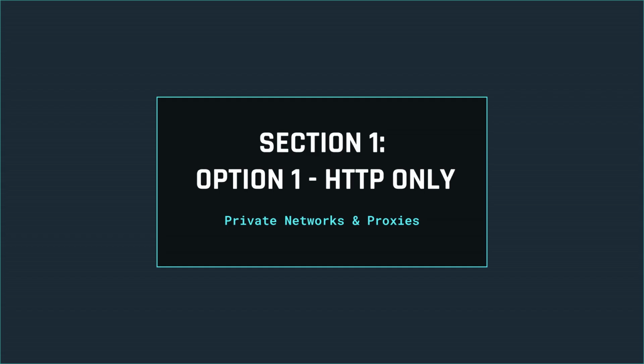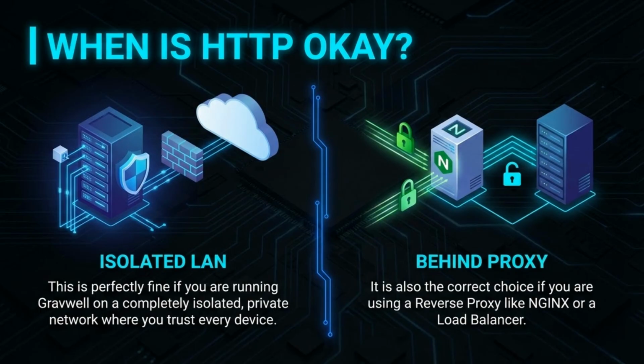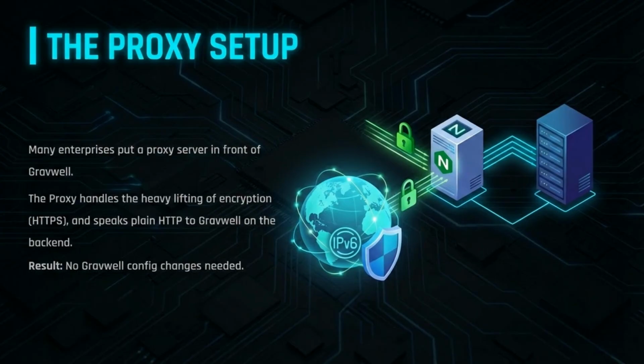Let's explore Section 1, Option 1. HTTP only, suitable for private networks and proxies. HTTP is acceptable in an isolated private LAN where you trust every device. It's also the correct choice if you are using a reverse proxy or load balancer like Nginx. In a proxy setup, the proxy server handles the heavy lifting of encryption, speaking plain HTTP to Gravwell on the backend. This means no Gravwell configuration changes are needed.